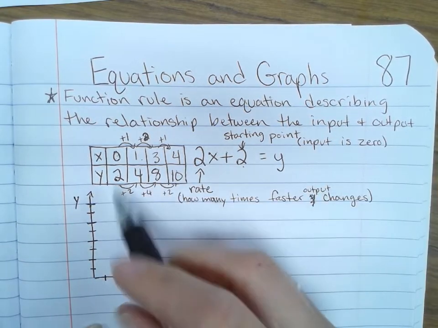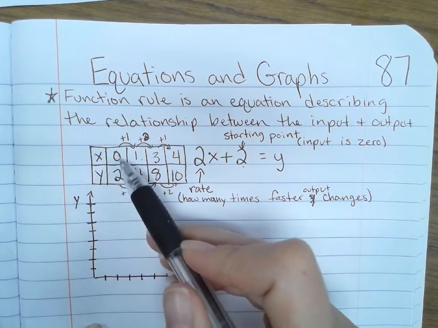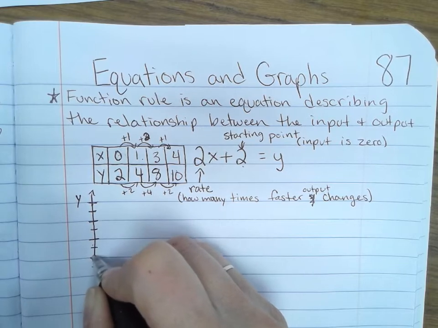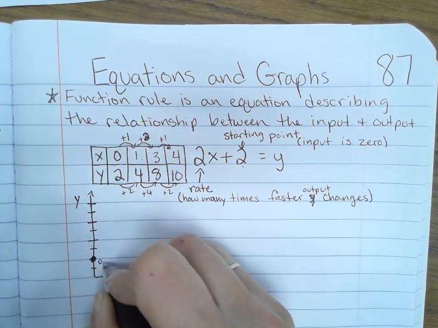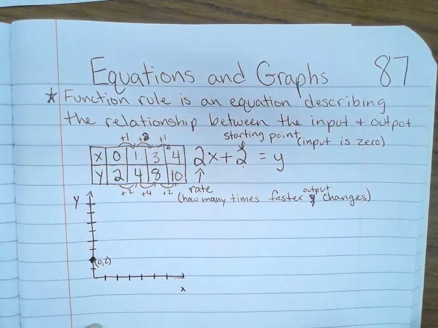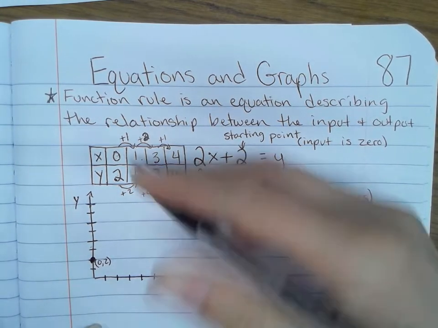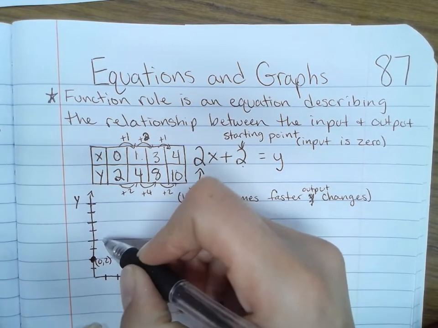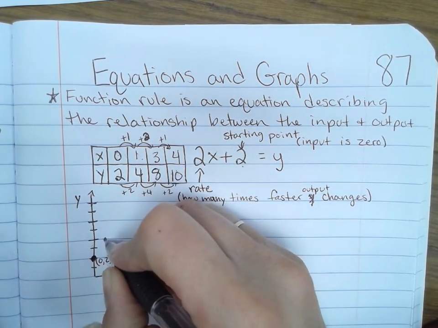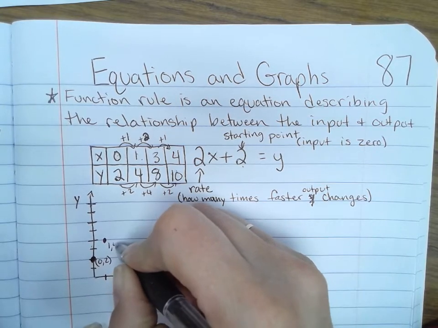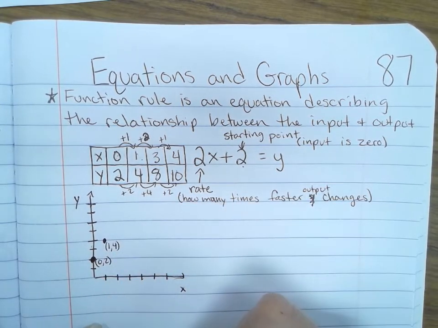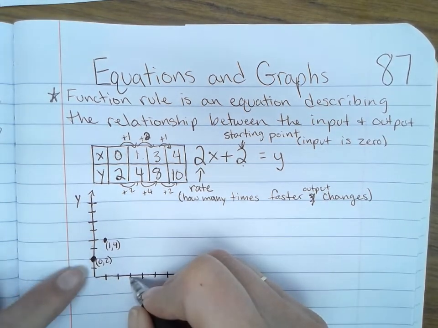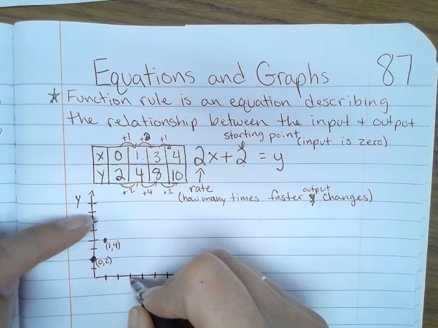Okay, now looking at this, we're just going to plot these points. So we have X and Y. So together we have 0 and 2. So I'm going to plot that right there. 0, 2. 1, 4 is another point, so we're going to go to 1 on the X, 4 on the Y. Three, 8, so I'm going to go 1, 2, 3 on the X, 1, 2, 3, 4, 5, 6, 7, 8 on the Y.